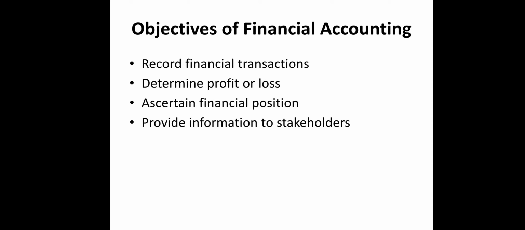Now, the objectives of financial accounting. There are four main objectives: recording transactions properly to avoid errors or fraud, determining profit or loss, did we earn or lose money, showing financial position like what the business owns and owes, and providing information to help others make smart decisions, like investors deciding to invest or managers deciding where to cut costs.